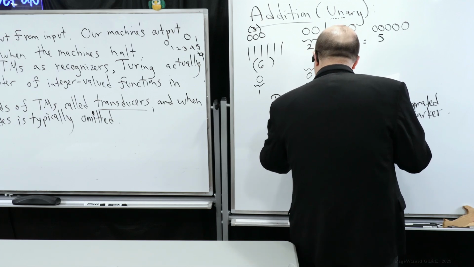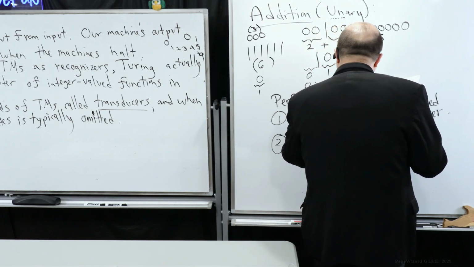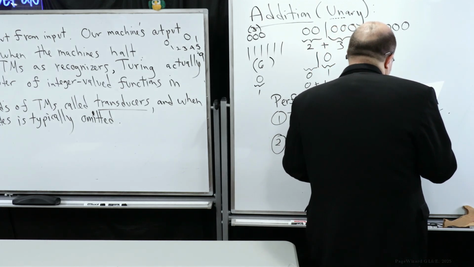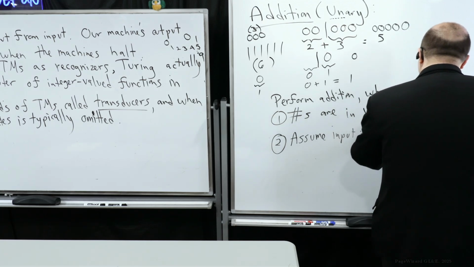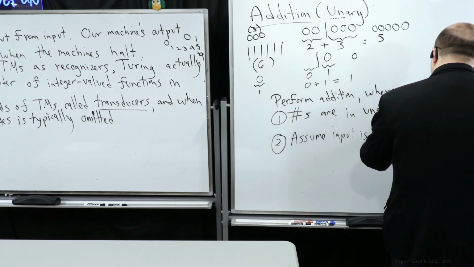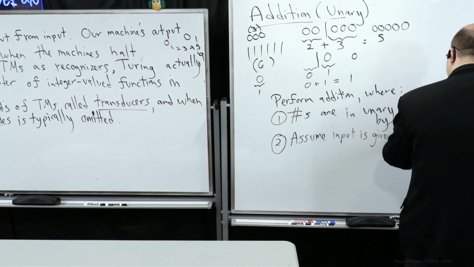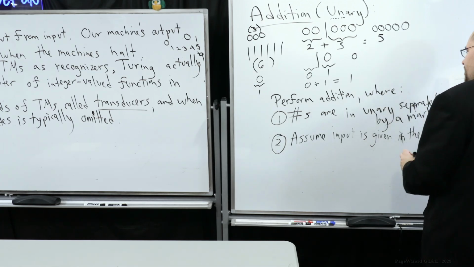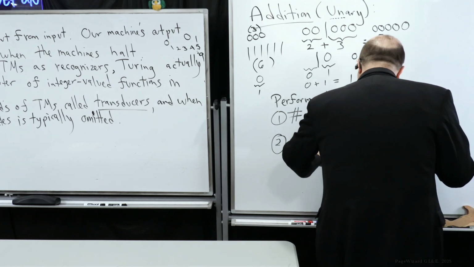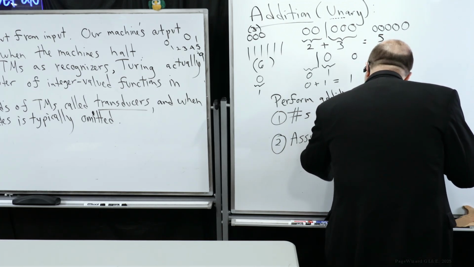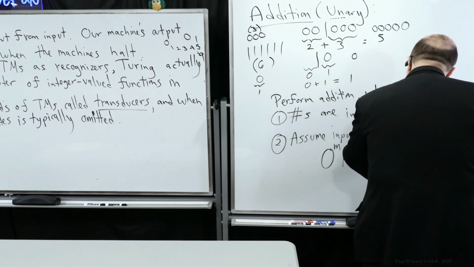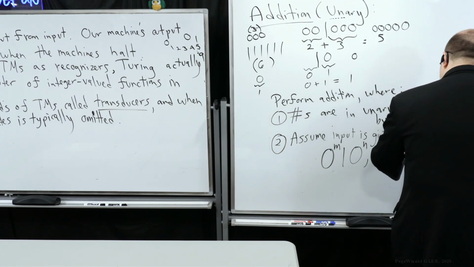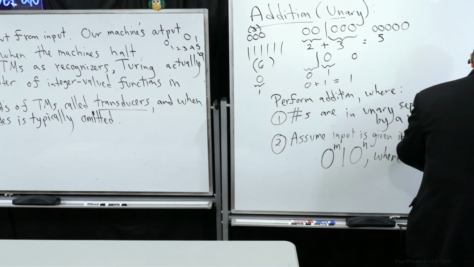Assume input. This is an assumption I'm making. Assume the input is given in the form, so it should look like this on the tape. It should be 0 to the m, 1, 0 to the n, where m and n are greater or equal to 0.